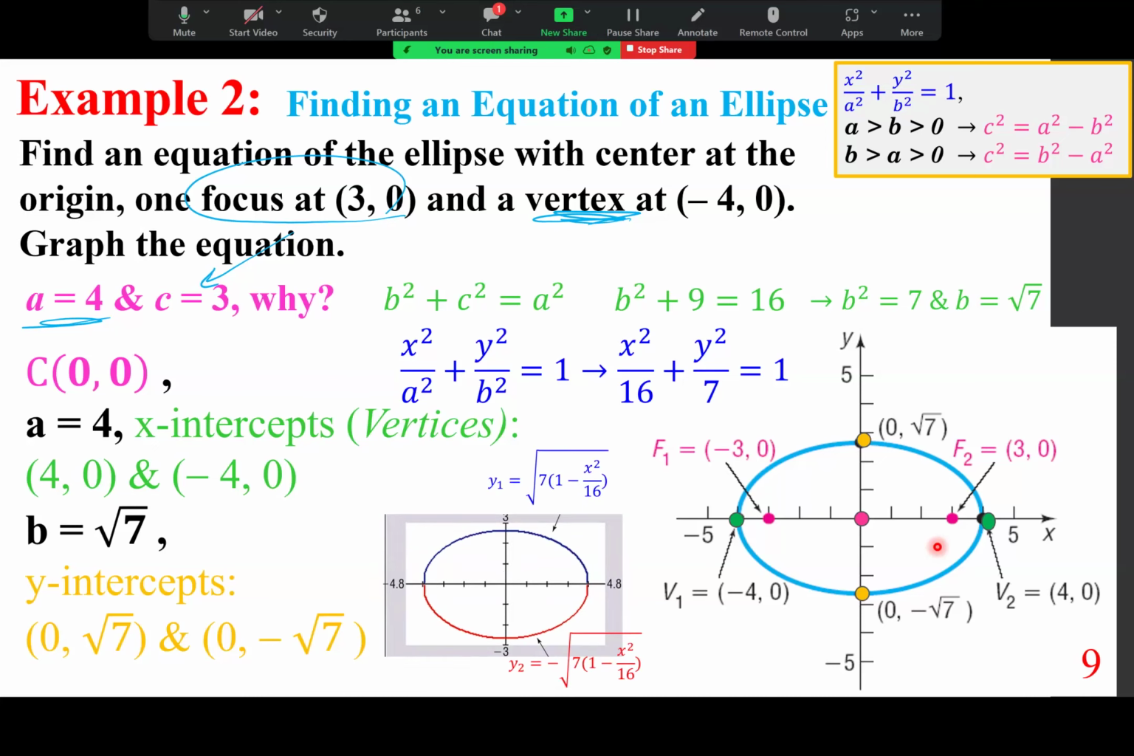If you were to graph it using a graphing calculator, you have to solve for y, and that gives you two pieces. One is positive square root of 7 times 1 minus x squared over 16, which is the top half. And one is the same thing with the negative in front of it that gives you the bottom half. That's extremely important to know because you put y1 equals that, y2 equals that, and it puts it together for you.